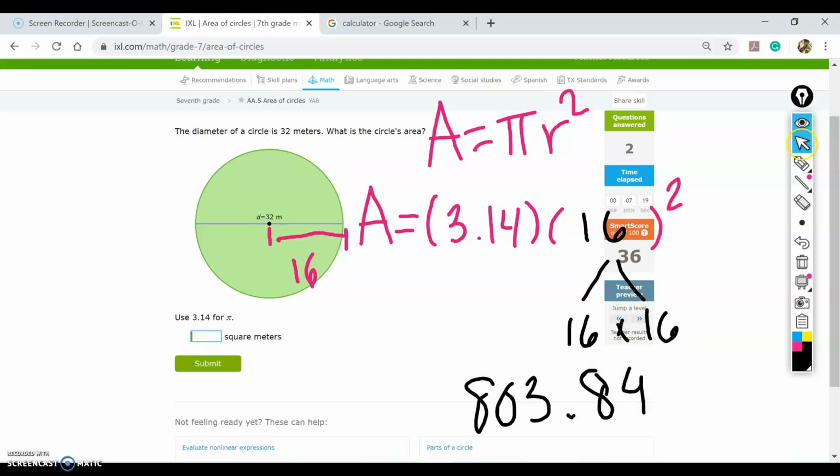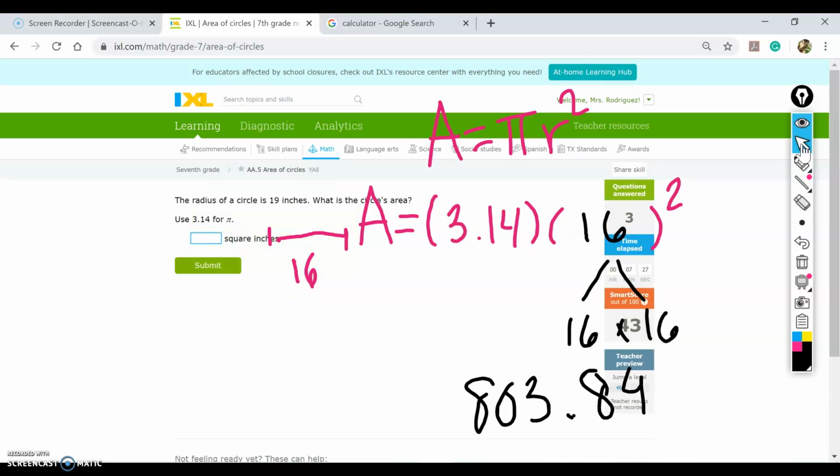So let's check if that's true. 803.84. And we got it correct.